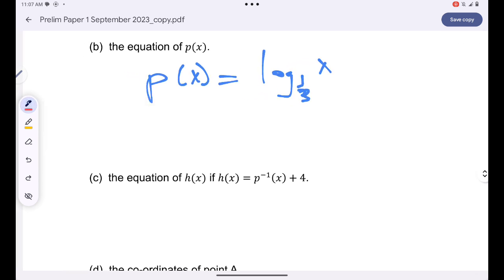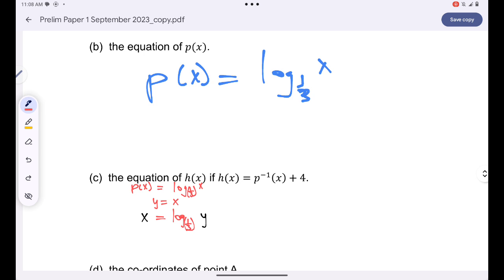Né? If p of x is just equal to the log of x base 1 over 3, for me to find the inverse, I need to reflect the graph on the line y is equal to x. Are you together? Basically, this means I must just interchange both x and y. I'll have y on the other side. This is equal to the log of y base 1 over 3.